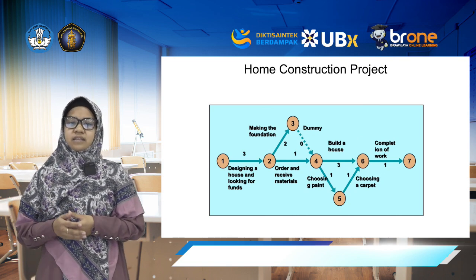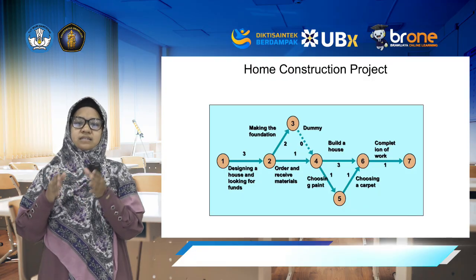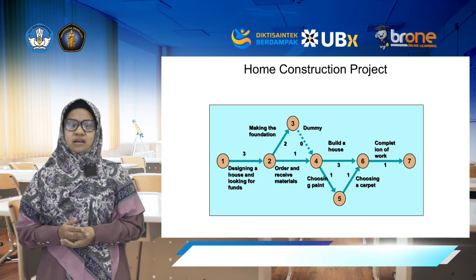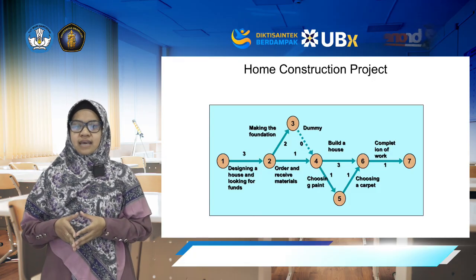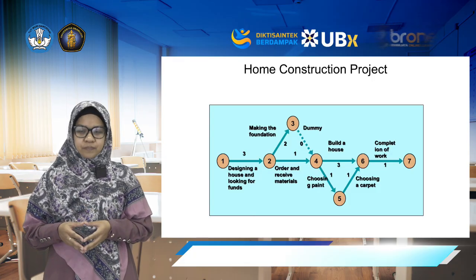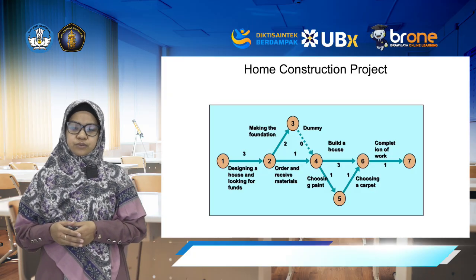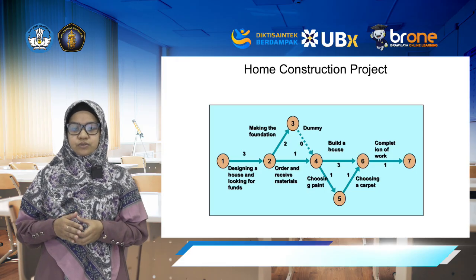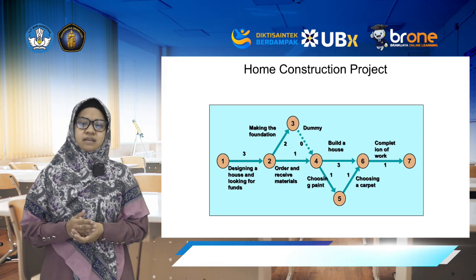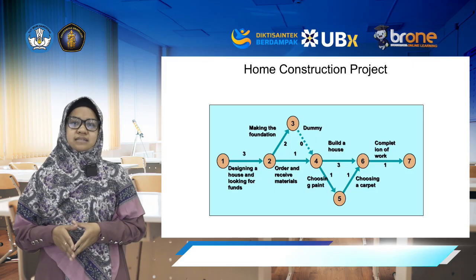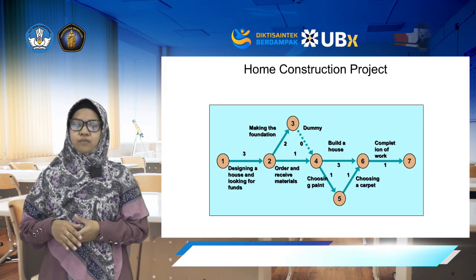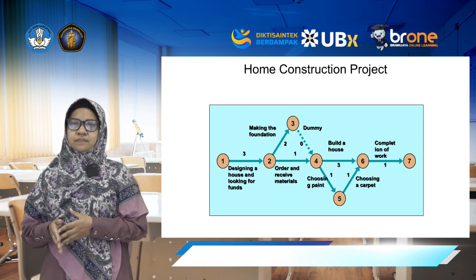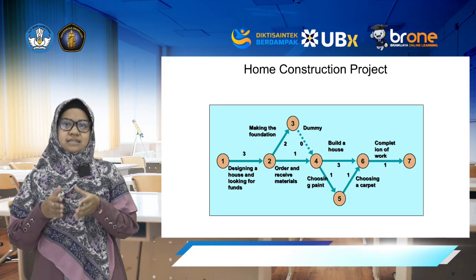This is the project network for a home construction. We start at node 1, designing the house and securing funds, 3 units. Then we move to node 2, where the work splits: 2 to 3, making the foundation, 2 weeks, and 2 to 4, ordering and receiving materials. Notice the dummy arrow 3 to 4 with duration 0. This dotted line is not real work. It enforces a precedence rule.